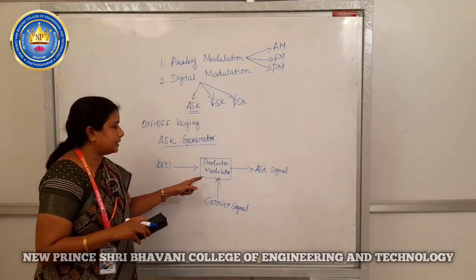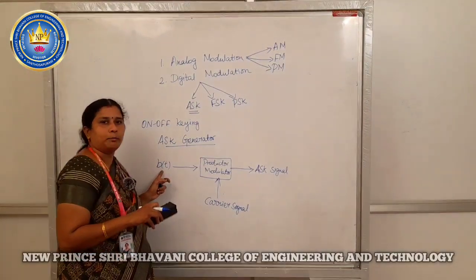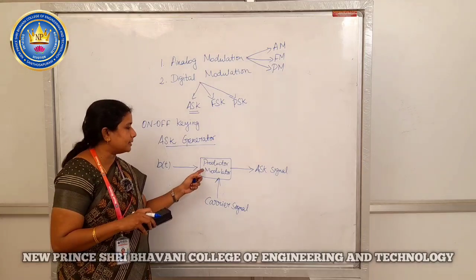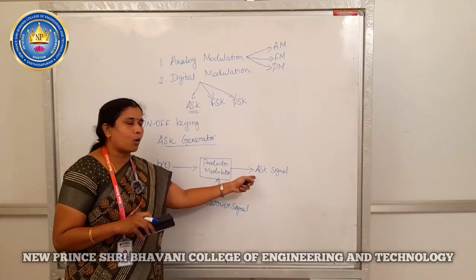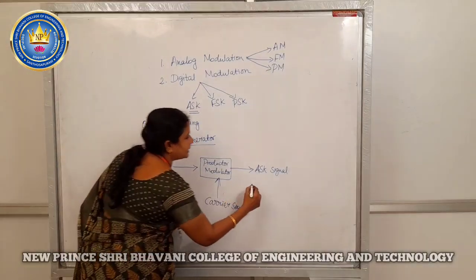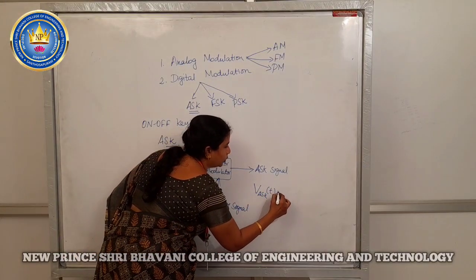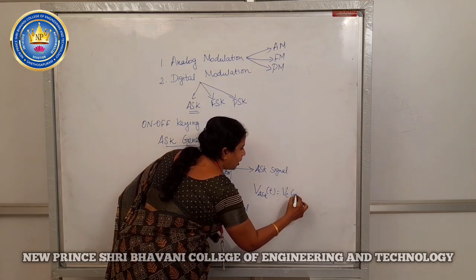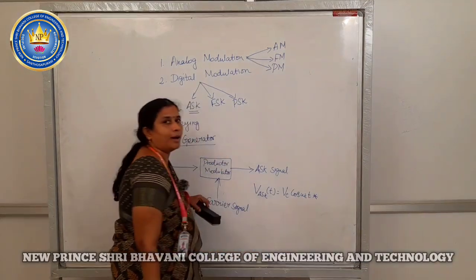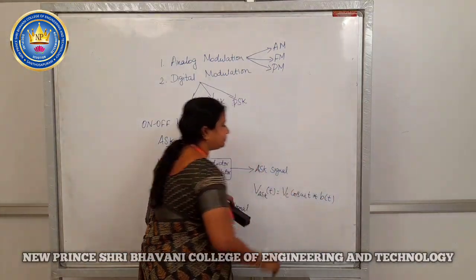Product modulator is nothing but multiplying the two input signals. So your input signals are B of t and the high frequency carrier signal. The output of the product modulator is the ASK signal. We can represent the ASK signal as V_ASK of t is equal to Vc cos omega_c t times your input binary sequence B of t.